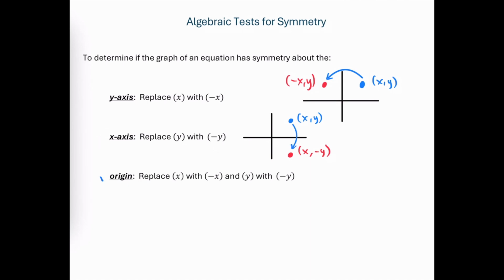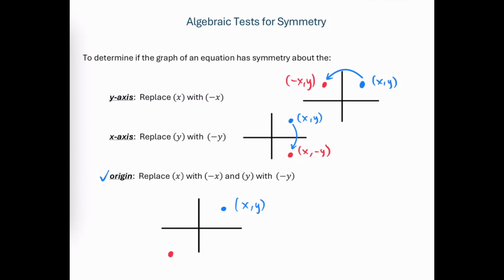Now let's look at our algebraic test for symmetry about the origin. To test an equation and see if it's symmetrical about the origin, we're not only going to replace every x with negative x, we're also going to replace every y with negative y. Let's look at a graph to interpret why this would be our algebraic test, again considering an ordered pair solution to an equation that has origin symmetry.